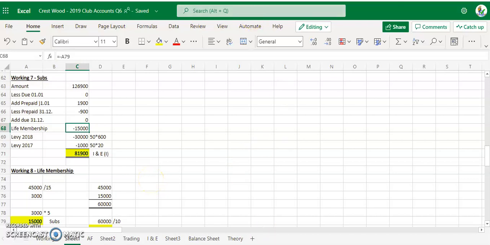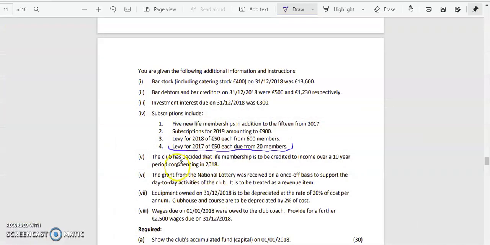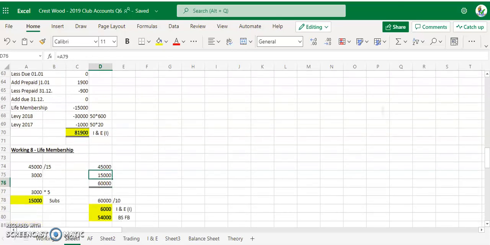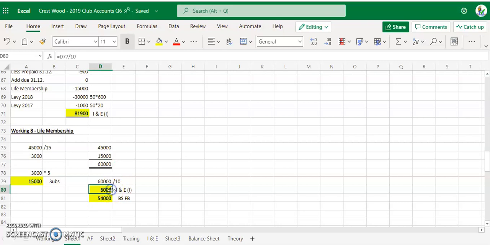In the question, with that adjustment for life members, it says the club has decided that life membership is to be credited to income over a 10-year period commencing in 2018. So this 60,000, which is the 45,000 plus 15,000, is going to reduce by 6,000 each year. So the income and expenditure is going to show 6,000, and our balance sheet then is going to show 54,000.